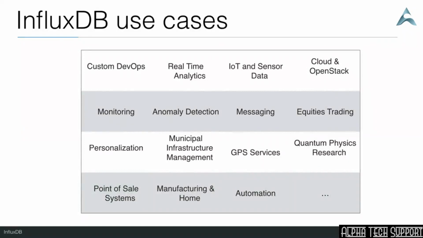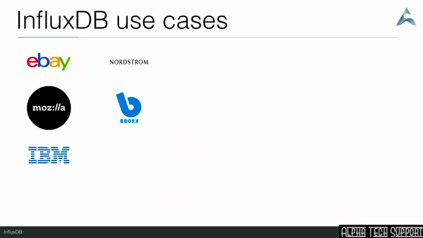Some use cases are custom DevOps, real-time analytics, Internet of Things and sensor data, equities trading, monitoring, GPS services, automation, point of sale systems, and many more. Here are some use cases from InfluxDB. They're used by tech giants as well.